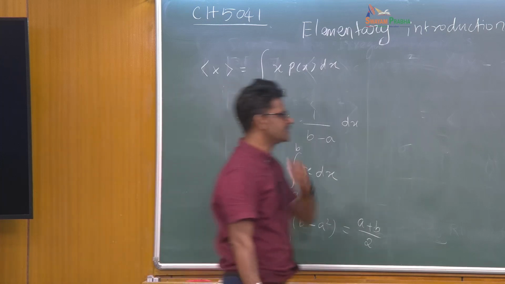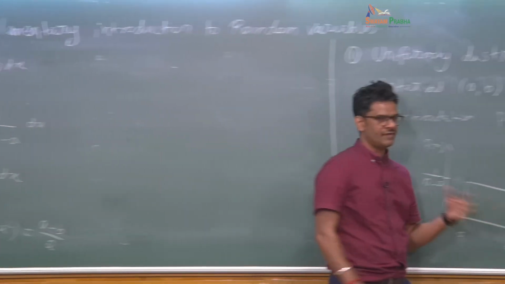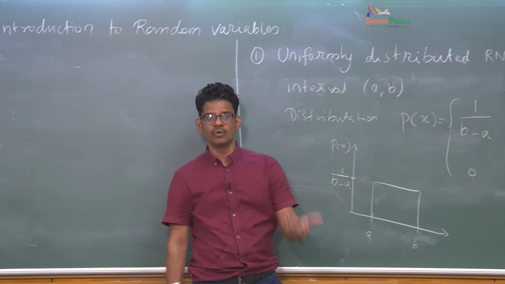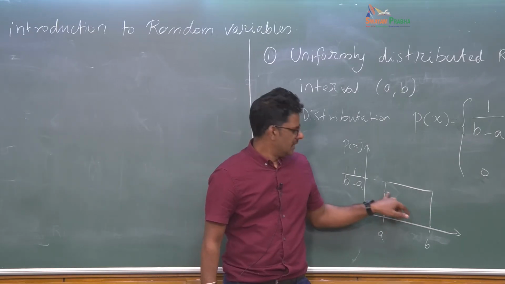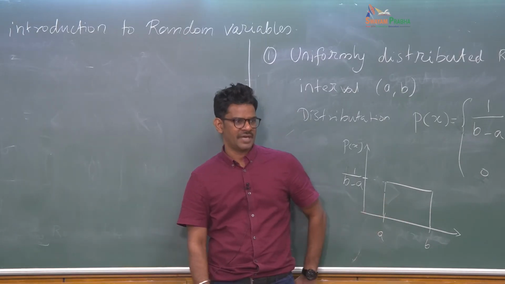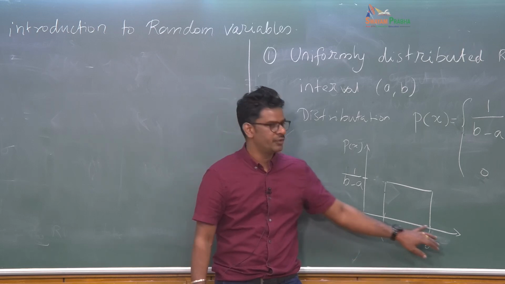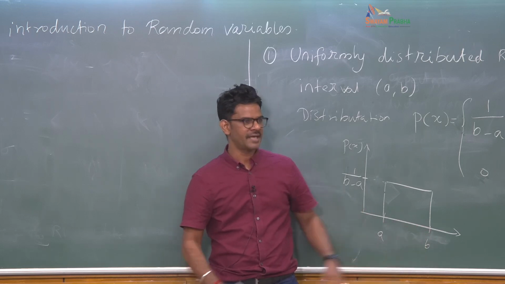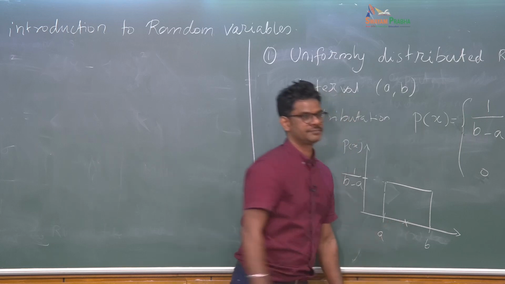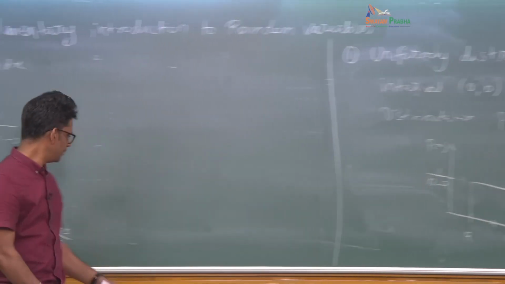What it means is, if you have a random number generator, we will see how to generate random numbers, and if you generate thousands of random numbers, you will see they are distributed in this range, and the average will always be the midpoint here. That's what this means.